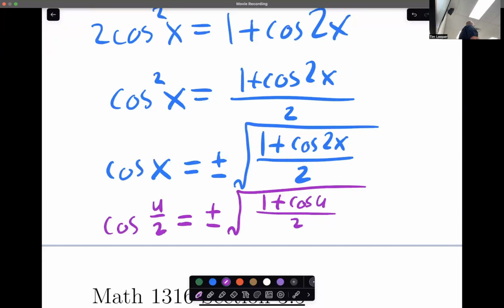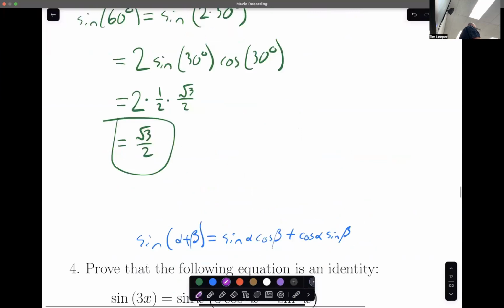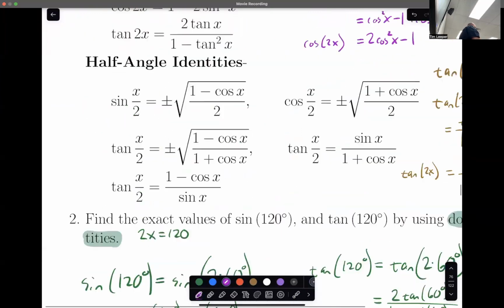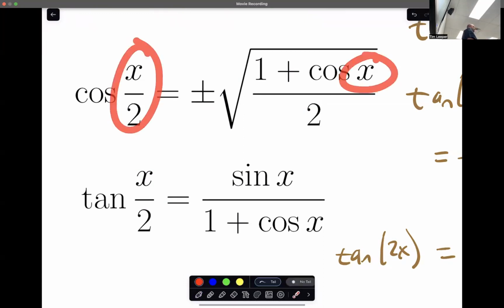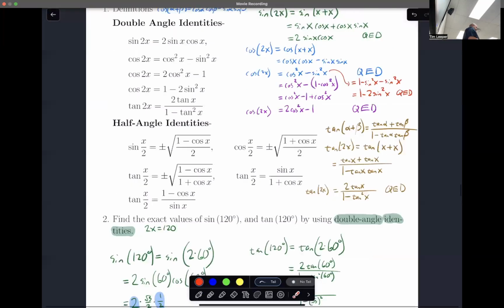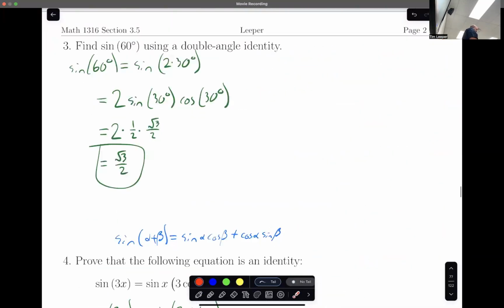And look, that is the half angle identity for cosine. The half angle identity was cosine of x over 2 is equal to plus or minus the square root of 1 plus the cosine of x all over 2. But notice that's x over 2 and x. It doesn't really matter what the variable is. Variables are just dummy variables. They can be whatever they want. So there you go. That is the half angle identity for cosine.